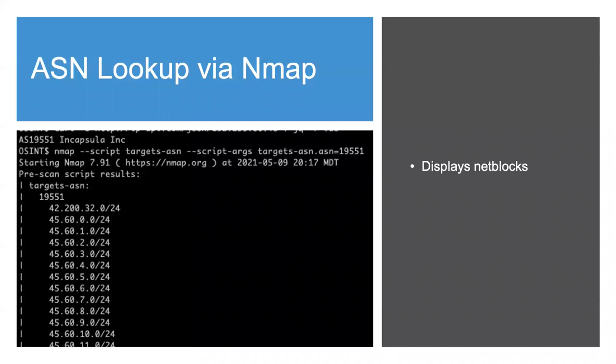Nmap also has an NSE script for ASN lookups, because why not? I mean, NSE scripts are awesome. And in this case, it's just dumping out that same list of IPs, looking for anything tied to that one specific ASN number.